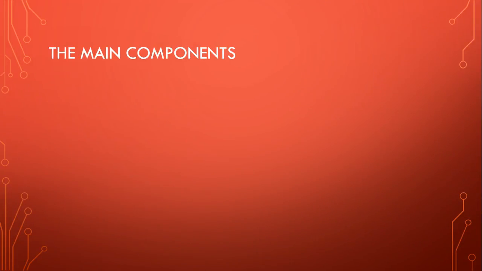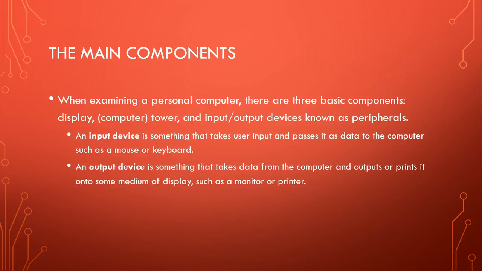So let's quickly talk about the main components. When examining a personal computer, there are three basic components: the display, the computer tower, and input-output devices, which are also known as peripherals. An input device is something that takes user input and passes it to the computer, such as a mouse or keyboard. An output device is something that takes data from the computer and outputs or prints it onto some kind of medium or display, such as a monitor or printer.